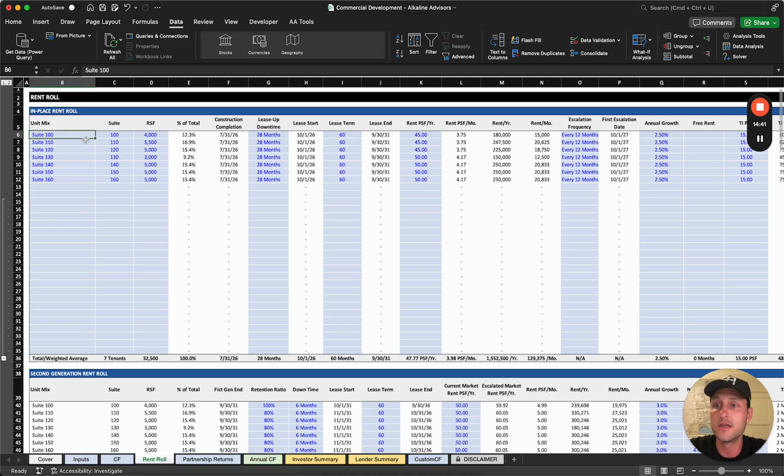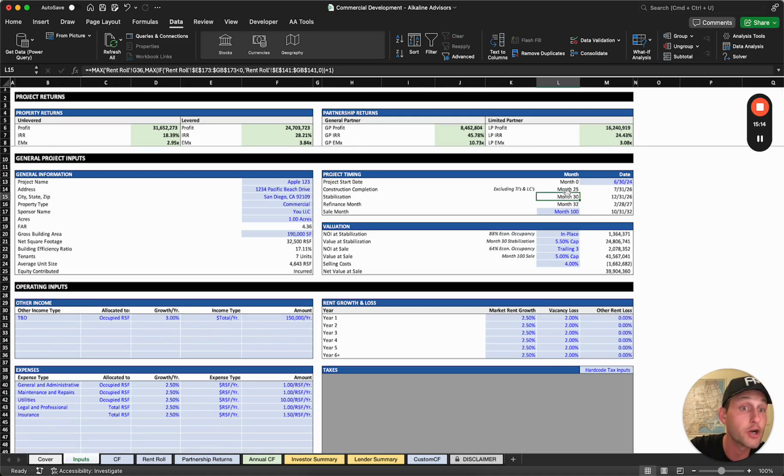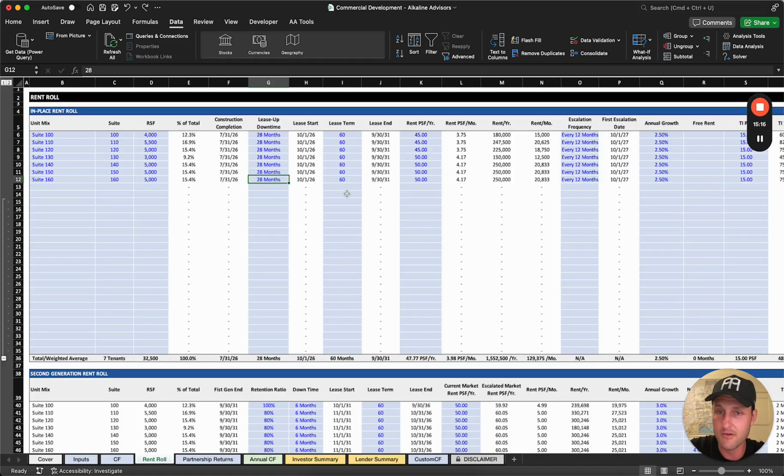So again, the blue cells are the input cells. You'll title the suite name, or if you already have a tenant in, you can label it the tenant's name, whatever suite number it is, the size of the suite or the space. And in this column, we're typing in how many months of downtime we are going to have until that first tenant comes in. So if you recall, we said that we're stabilized in month 28 because everything is drawing from this column. If we then say that Suite 160 is going to lease up in month 30, and we go back to, let's say, the inputs tab, now you'll see stabilization occurs in month 30. So again, everything's tied together.